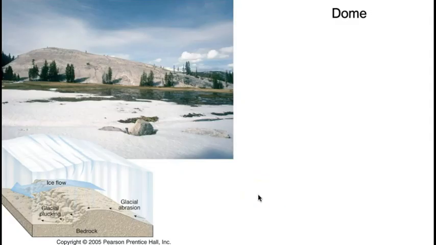Domes form when alpine glaciers flow over especially resistant bedrock, eroding it into a dome shape.